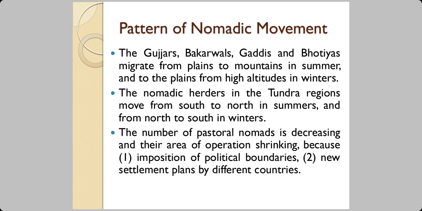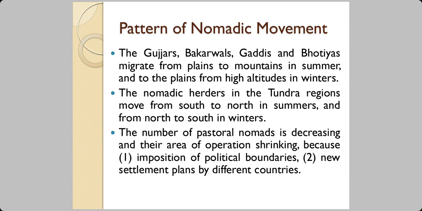In India, we have the Gujars, Bakarwas, Gaddis, and Bhotias. They migrate from plains to mountain in summer and to the plains from mountains in the winter, because in winter the mountains will be covered with snow. The nomadic herders in the tundra region also follow similar movement.